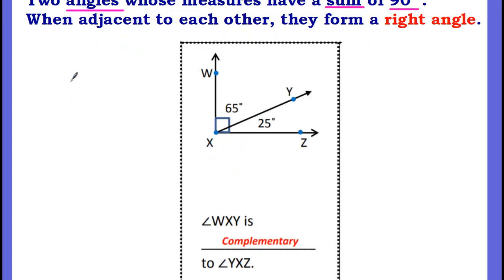Then we have complementary angles. These are two angles whose measures have a sum of 90 degrees. When adjacent to each other, they form a right angle. Taking a look at our example, you could see that angle WXY is complementary to angle YXZ. They're adjacent, therefore they're making that right angle, that 90-degree angle. And if you were to add up the measures of their angles, 65 plus 25 does equal 90 degrees.